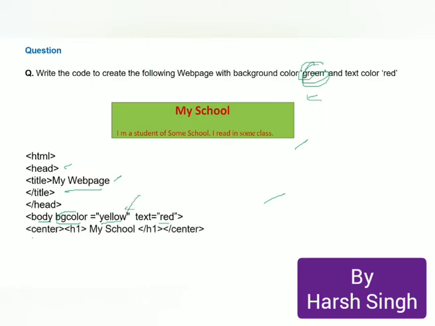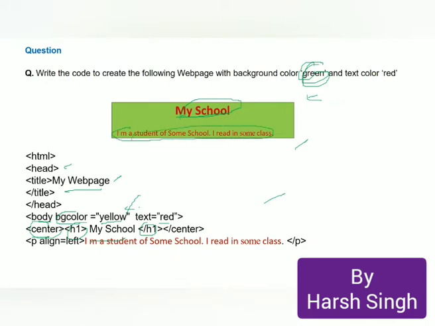And then center. Now I want my school to come in the center with H1 heading. So my school has to be kept inside the H1 heading, and that has to be kept inside the center so that it can be H1 heading and centralized. Then these are the 2 sentences I want to write. I can just write it, and because this is a paragraph type, I will say P, but I want to align it left. So align equal to left, and this is the default. If you don't give anything, then it will always be left. This is the content. I have to end the P. Then body has to be ended, and then HTML has to be ended. So this is how our web page is going to be shown.